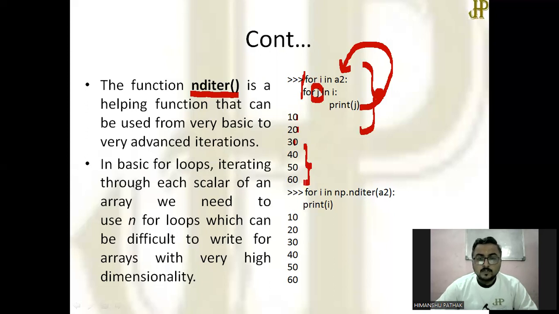If you don't want to do this, then there is a function available in NumPy array, that is nditer. ND means n-dimensional, ITER means iteration. So it will print simply 10, 20, 30, 40, 50, 60, one by one. So what to do? For i in np.nditer, and in the nditer function you have to supply array a2 and then print i.